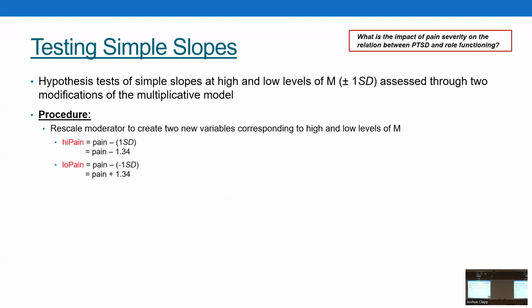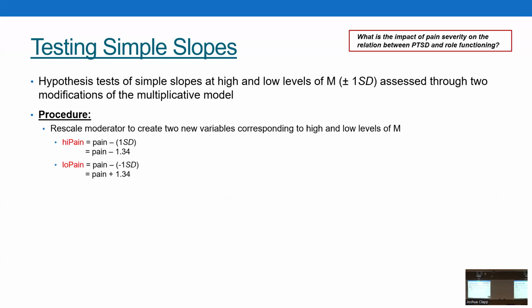What I'm gonna do is in my syntax, I'm gonna rescale my moderator to create two new variables that correspond to high and low levels of my moderator. Okay, so in SPSS, what I'm going to do is I'm going to create a new variable. And this new variable is going to be called high pain. Okay, and high pain is going to be equal to my pain value minus 1 standard deviation.